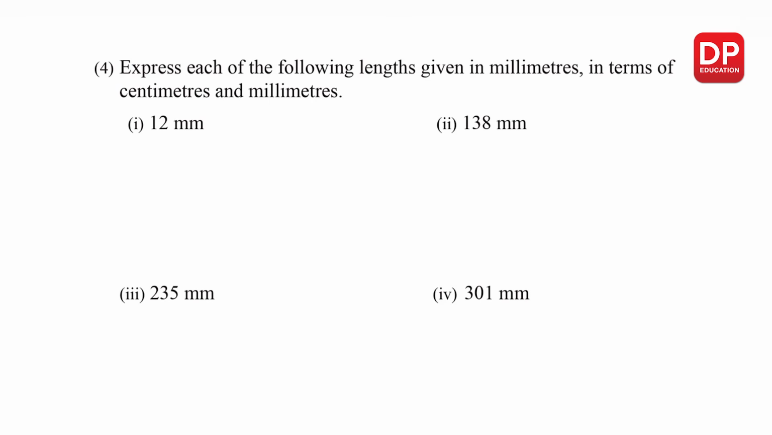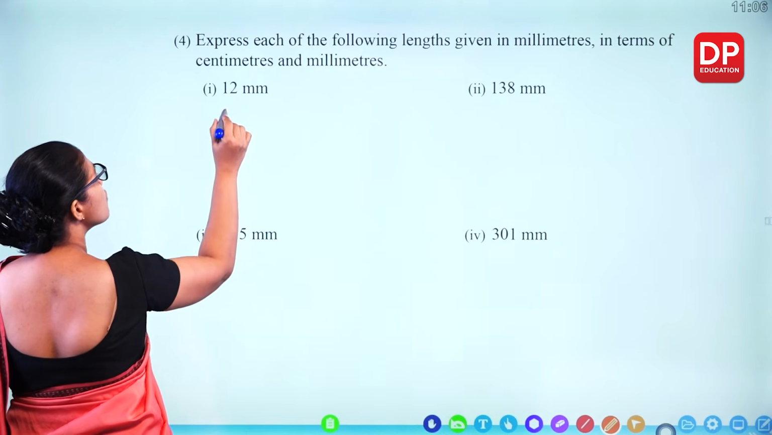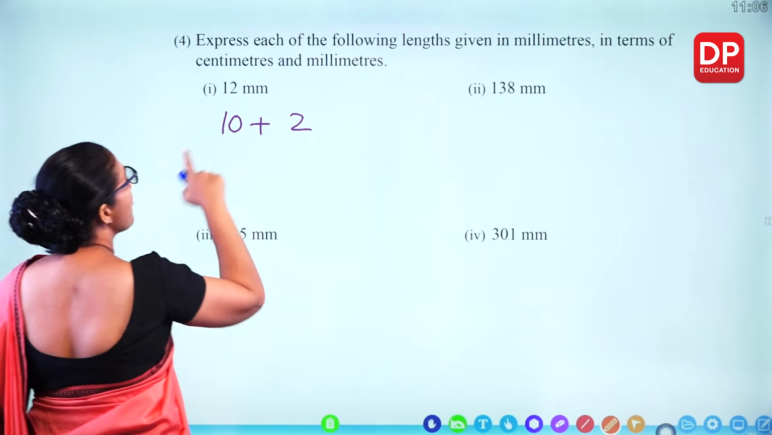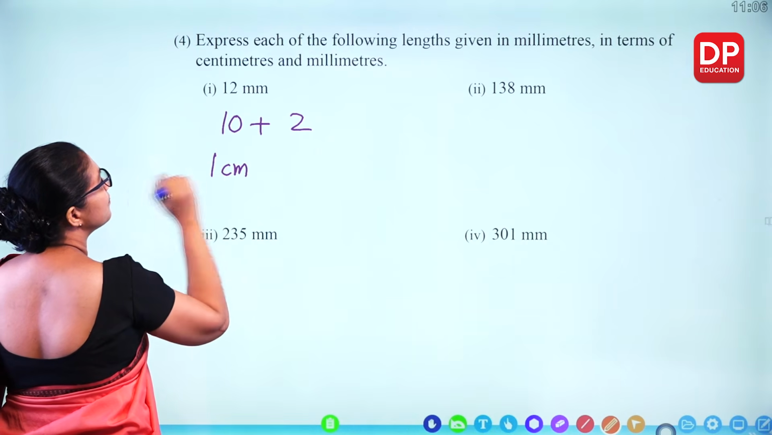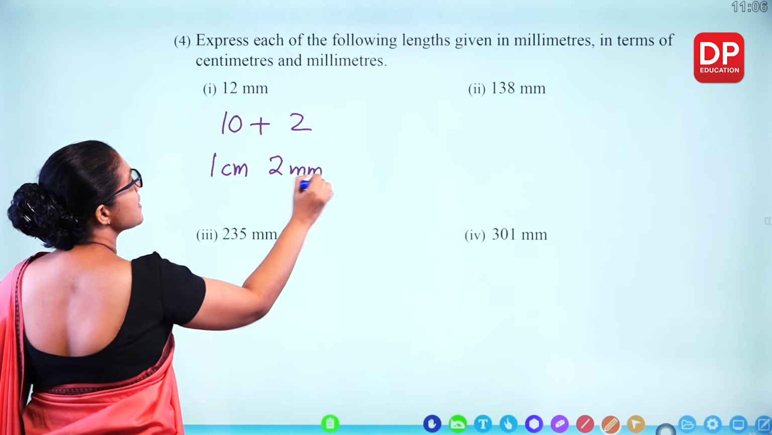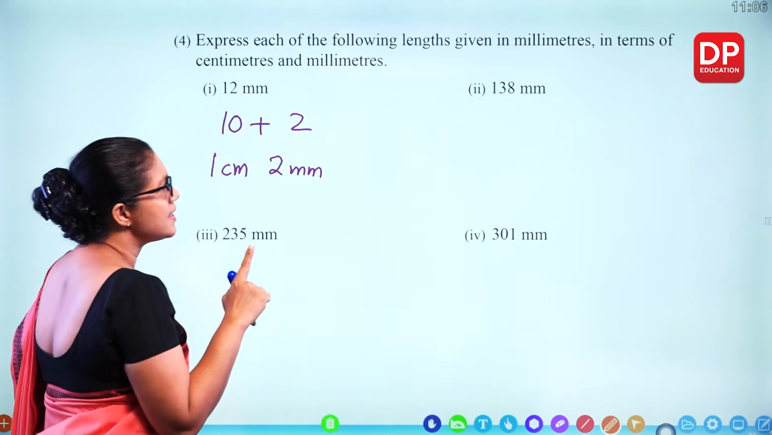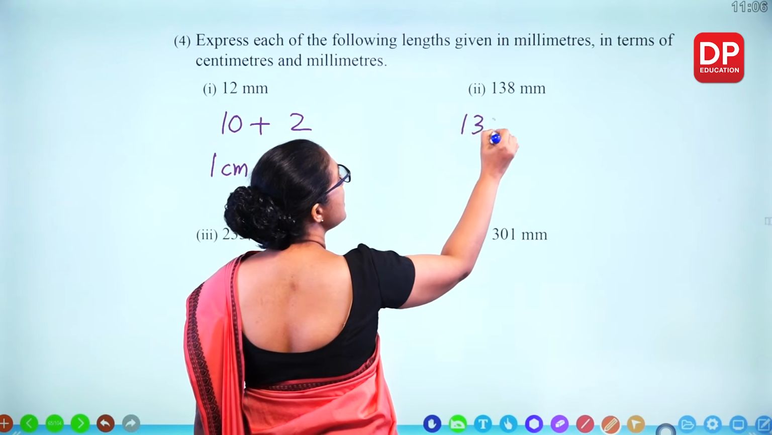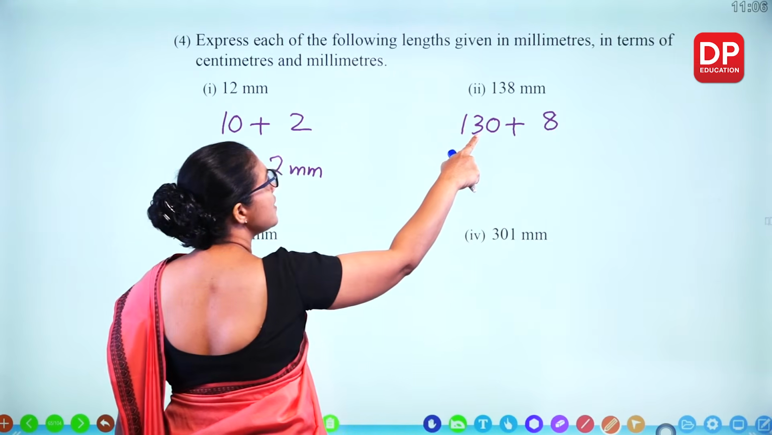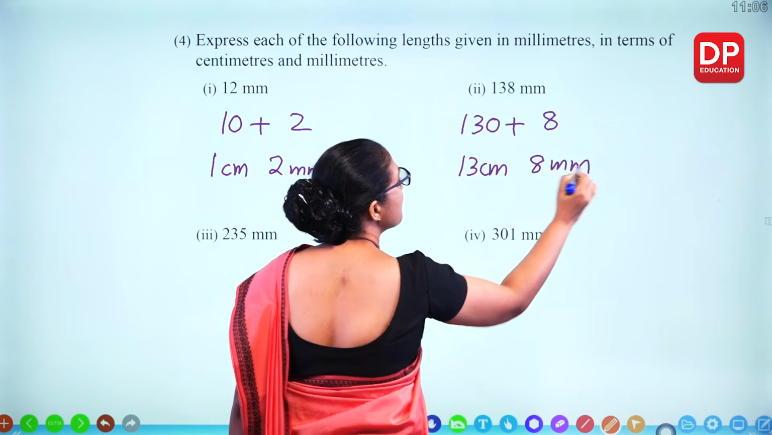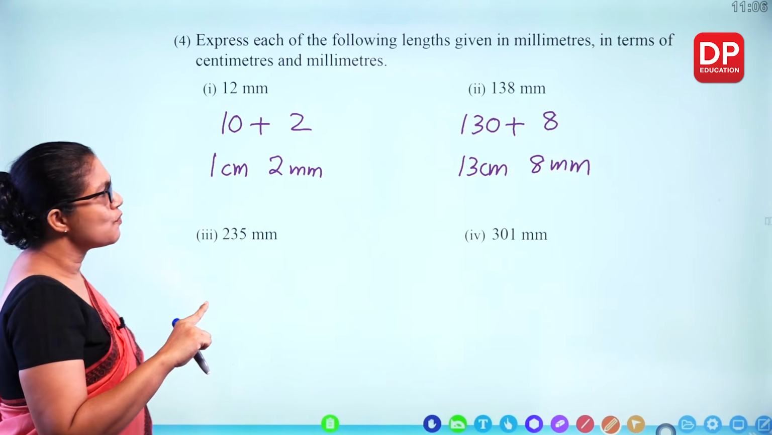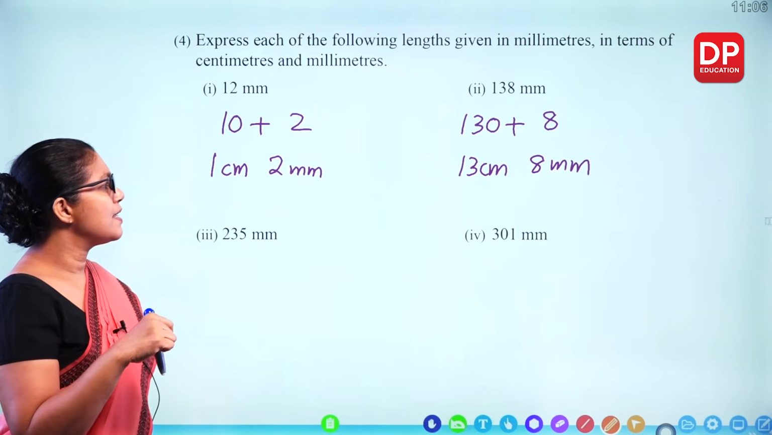Express each of the following lengths given in millimeters in terms of centimeters and millimeters. So you have to split. 12, I can write 10 plus 2. 10 divided by 10, that's 1 centimeter and 2 millimeters. 138, 130 plus 8. When you divide this by 10, I get 13 centimeters and 8 millimeters. Only the first value I can divide by 10 and write in centimeters.